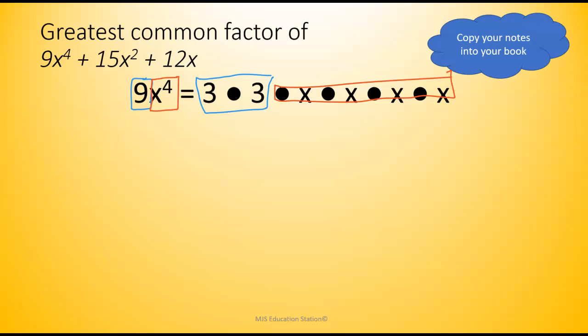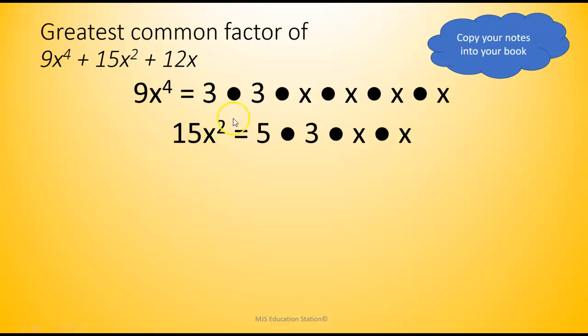Okay, let's take a look at the rest of these terms. We've got 15x squared. So 15, in prime numbers, is 5 times 3. Prime means the only numbers that we can multiply to get that number are 1 and the number itself, so they don't simplify at all. So 5 is a prime number, and same with 3, 1 times 3. And then we've got x squared, which is x times x.